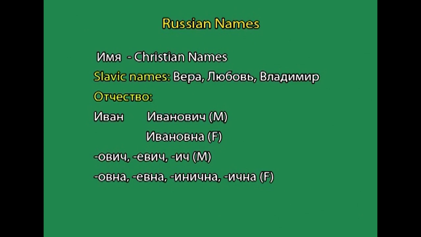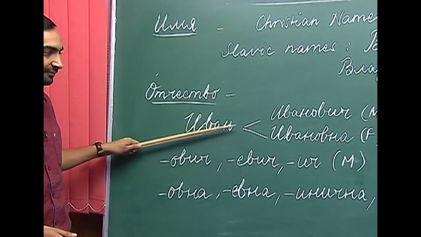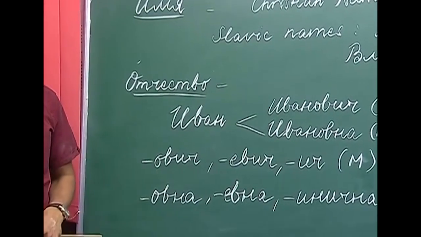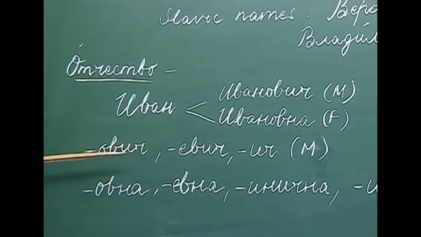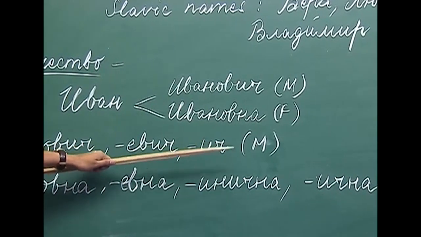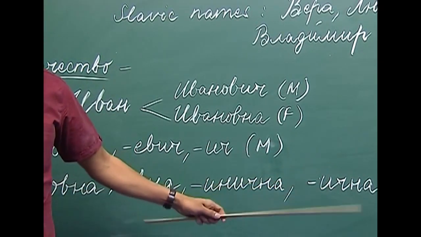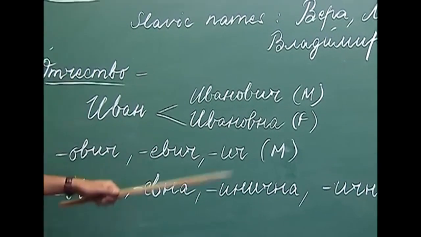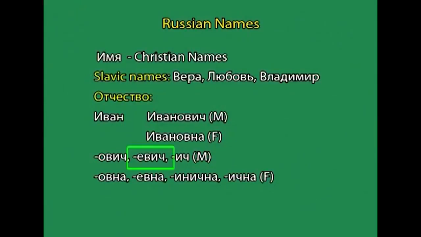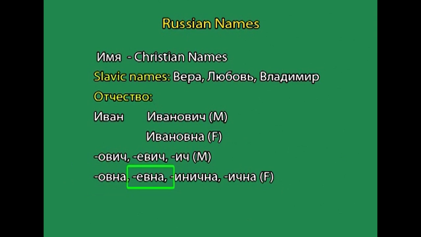So, we can now conclude that by adding specific suffixes to the first name, we derive otchestva. Now the question comes: I have written 3 suffixes here and 4 here. These 3 suffixes are used to derive the masculine patronymic, whereas these 4 suffixes are added to get the feminine patronymic. So, now we will see where we add ovich, where we add yevich, and so on to get the masculine patronymic, and where we add ovna, yevna, inichna or ichna to get the feminine patronymic.